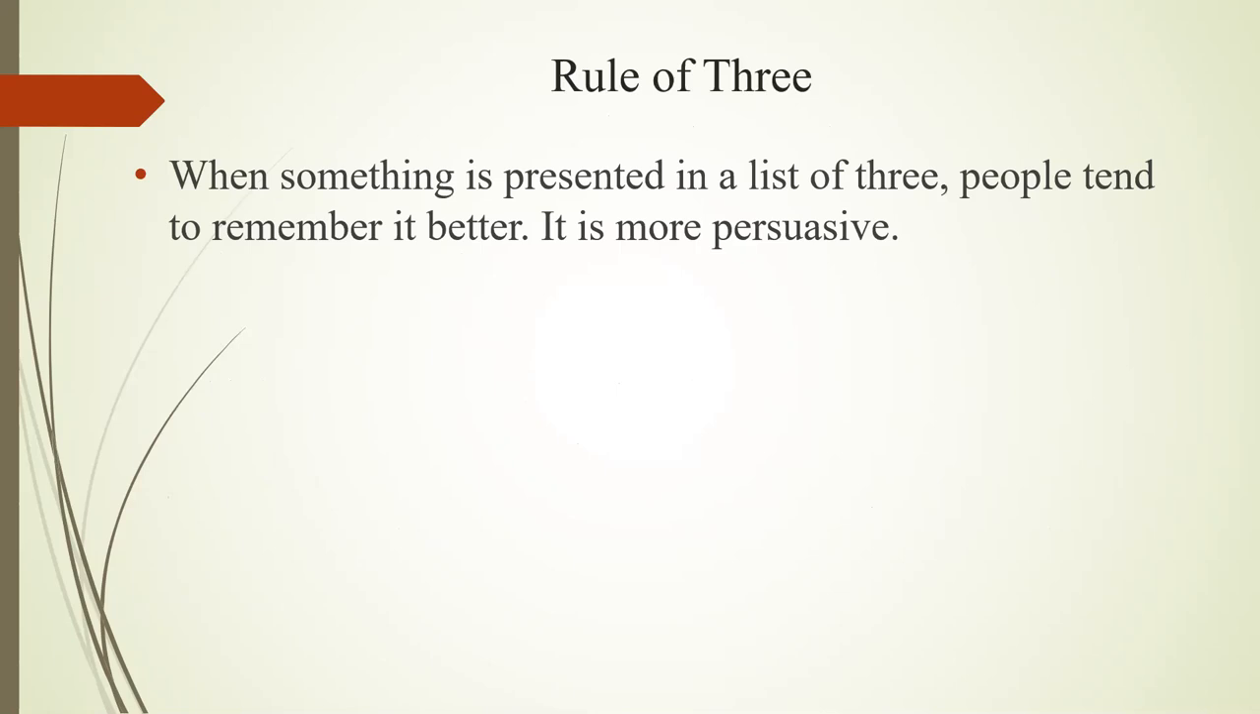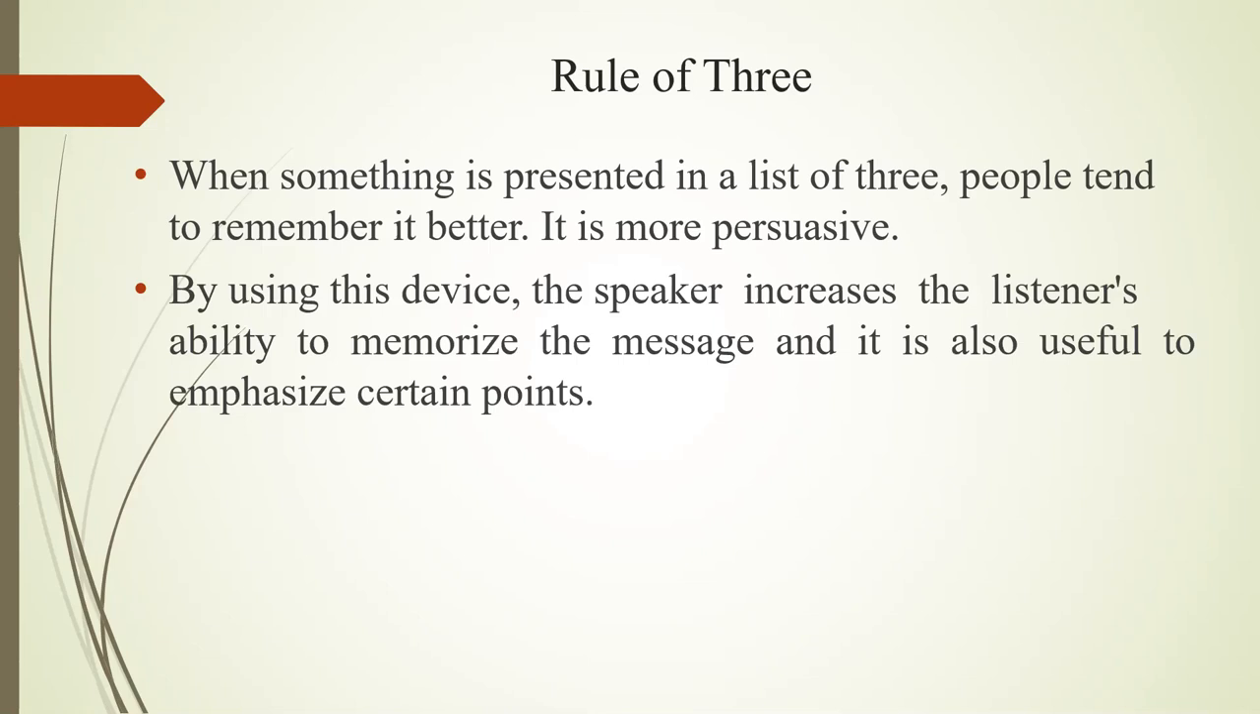When something is presented in a list of three, people tend to remember it better and it is more persuasive. It's more inviting, more persuasive. They're likely to remember it better. By using this device, the speaker increases the listener's ability to memorize the message, and it is also useful to emphasize certain points. The rule of three is important to emphasize certain points.